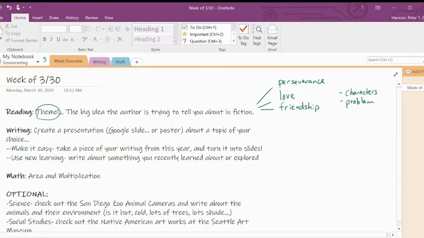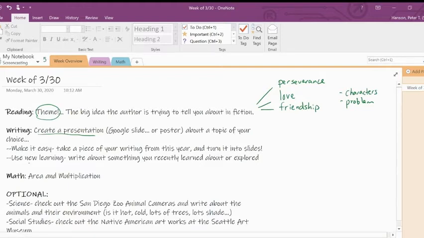In writing, I want you to create a presentation. This is a Google slide, or it could be a poster about a topic of your choice. You could make this super duper easy by taking some of the work that you've already done and turning it into something that is a presentation. So if you wrote about cats earlier this year, maybe you want to turn that into a Google slide.